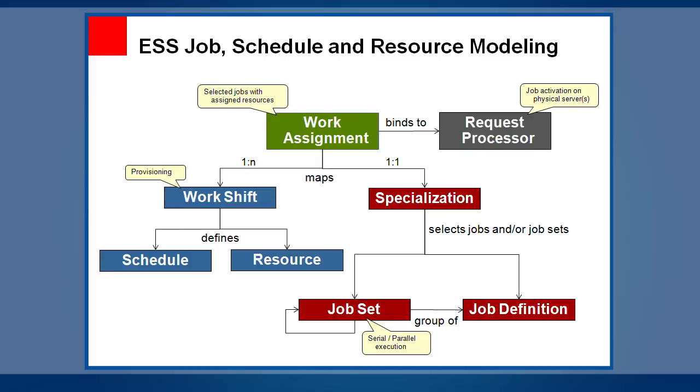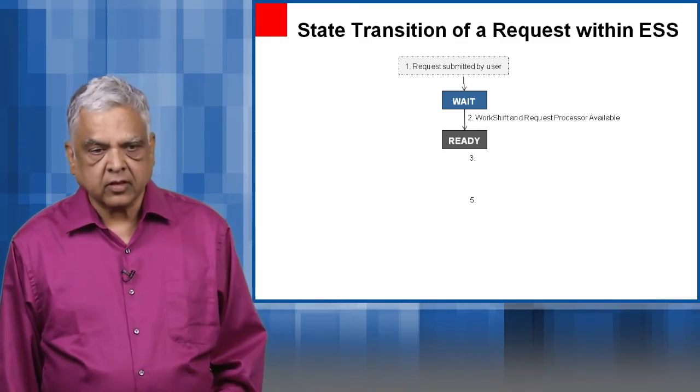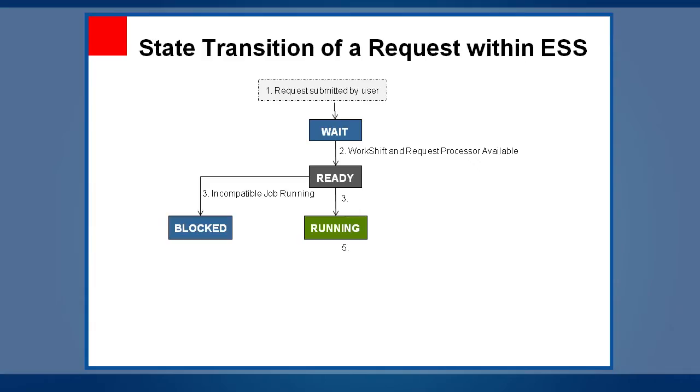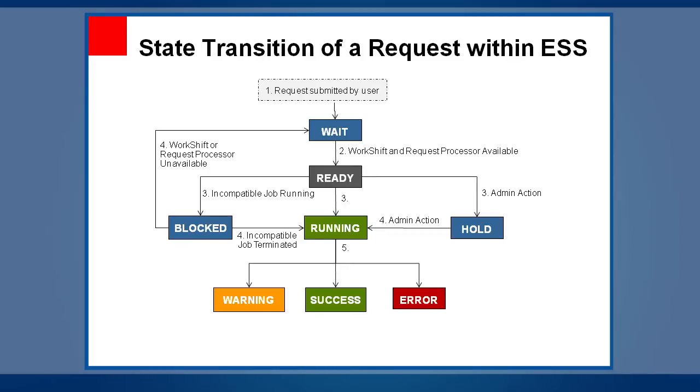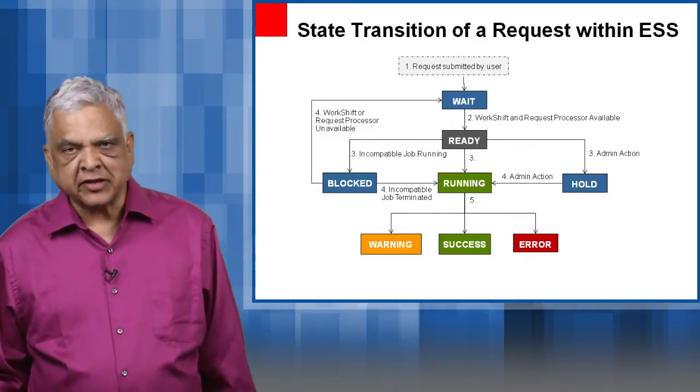So this is a picture of all the various pieces: request processor, work assignments, work shift, specialization, stuff like that. And this is a picture of the states that a job goes through as it goes from submission to execution.